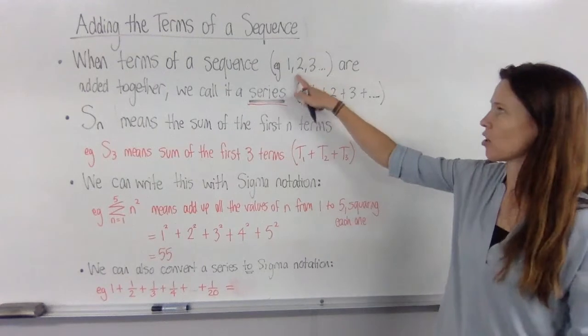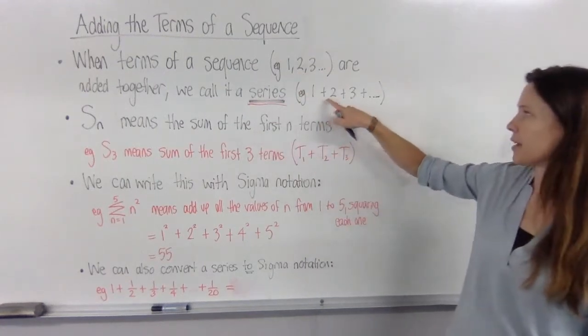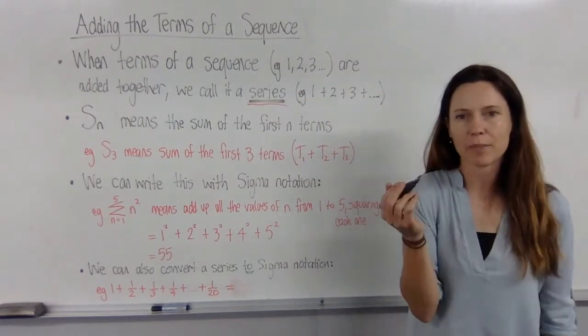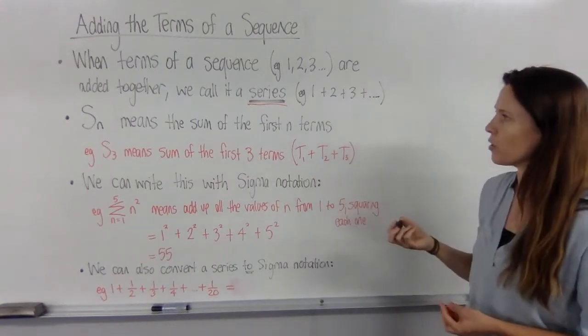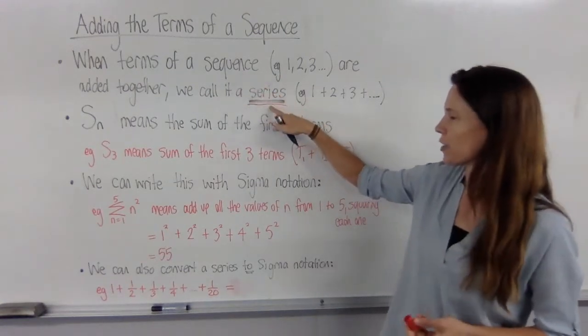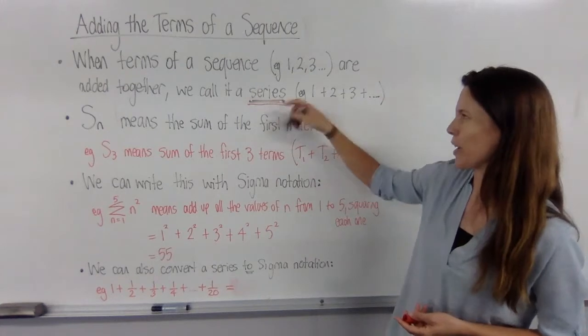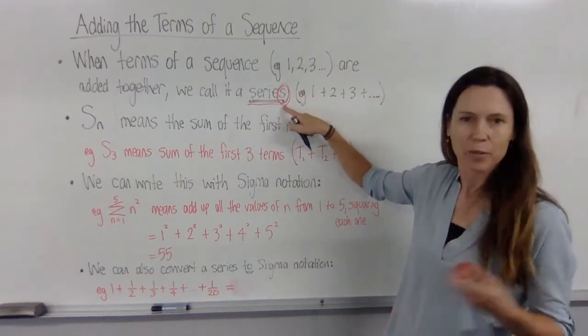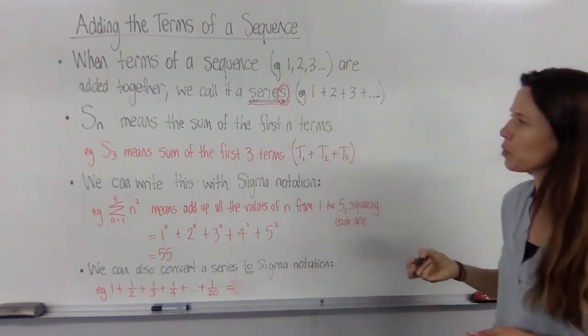So a sequence has the commas, and the series has the exact same numbers but with a plus sign in between. So we're just adding up all of the terms. If you want to remember which one's which, I find it helpful to see that this one's got two S's in it, and that reminds me that that's the one that's the sum. I don't know, that might help.